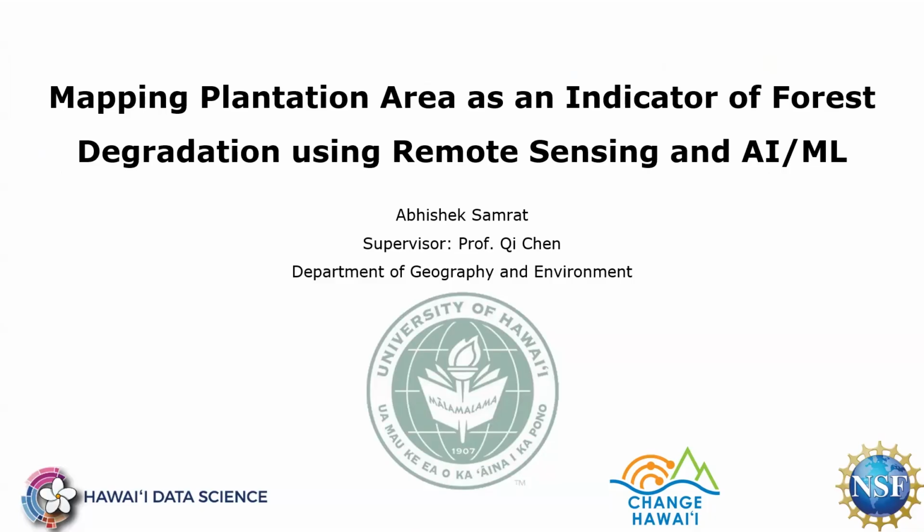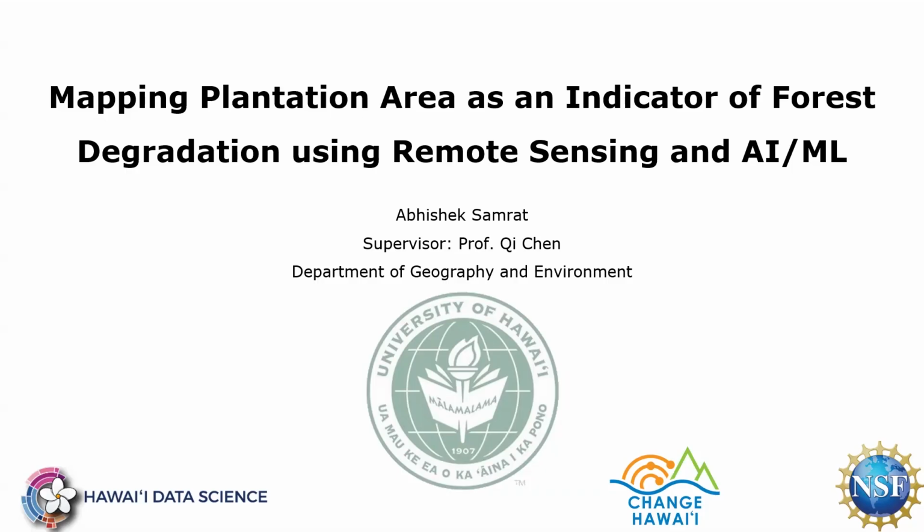My name is Abishek Samrat. I am a first year PhD student at the Department of Geography and Environment at the University of Hawaii. My supervisor is Sichen, and my PhD research project is to produce high resolution satellite imagery from low resolution satellite imagery. So this work is part of my larger goal.